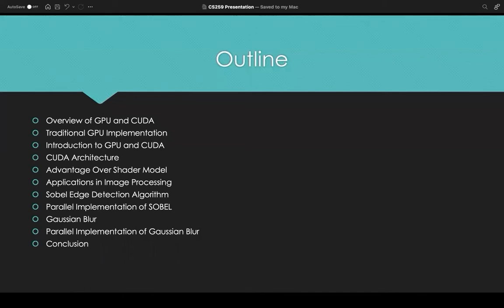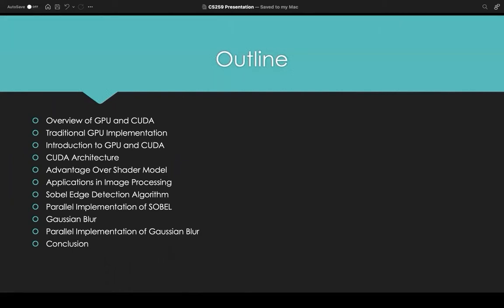Next, we learn about what GPU and CUDA is and move on to understand the CUDA architecture. We then move on to understand the advantages CUDA has over the classic shader-based model. Next, we get a brief understanding of the use of CUDA in digital image processing and computer vision and its application in these fields. We then explore two popular algorithms, the Sobel edge detection and the Gaussian blur algorithm, to perform the tasks of edge detection and blurring in image processing.